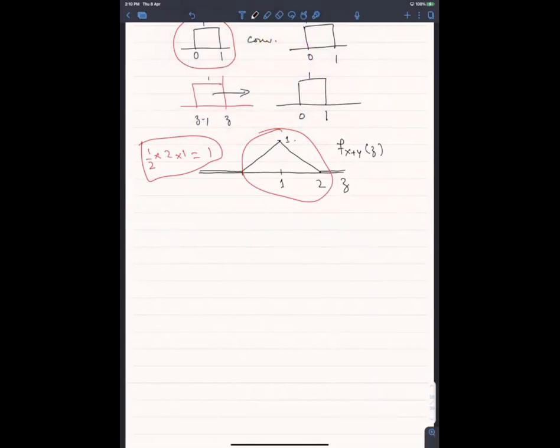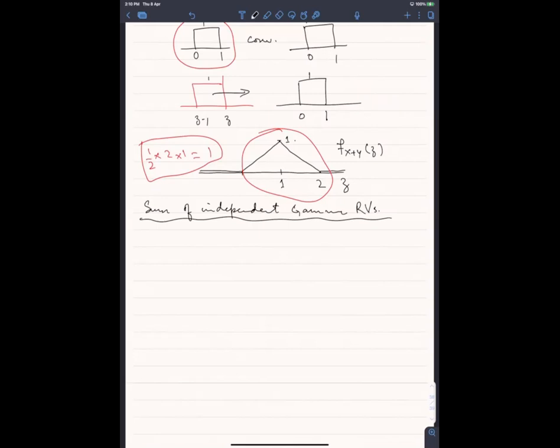I'm going to talk about some independent gamma random variables. We did these in chapter 5. In fact we had skipped them, but the definition is available in chapter 5. We did exponential random variable in chapter 5.